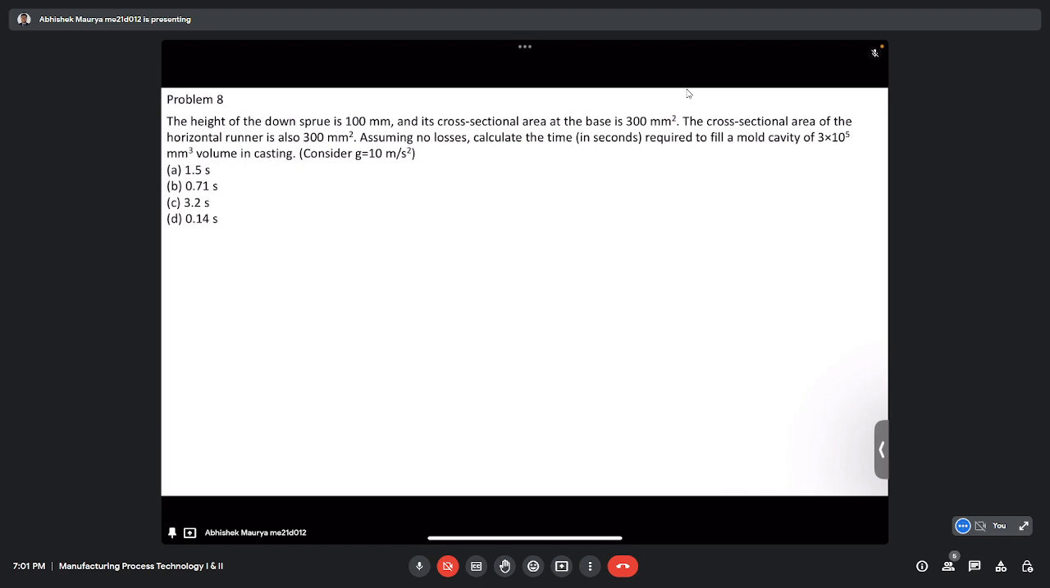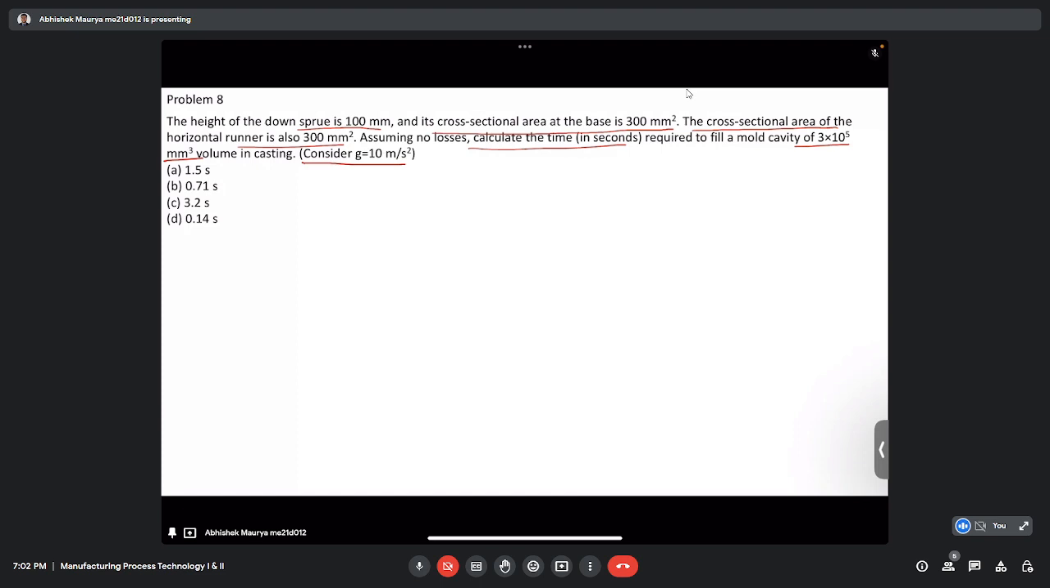Okay, it has been given. The height of the down sprue is 100 mm, and its cross sectional area at the base is 300 mm square. The cross sectional area of the horizontal line is 300 mm square. Assume no losses. Calculate the time in seconds. We have to calculate the time for the cavity filling, and its volume is this much. And for simplicity, we can take the value of acceleration due to gravity as 10 meter per second square.